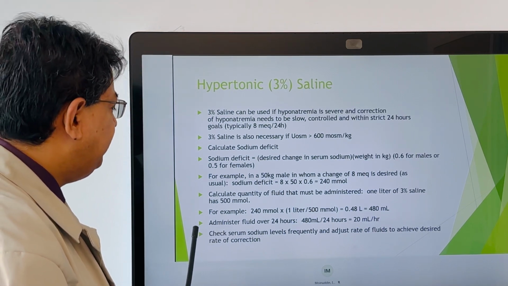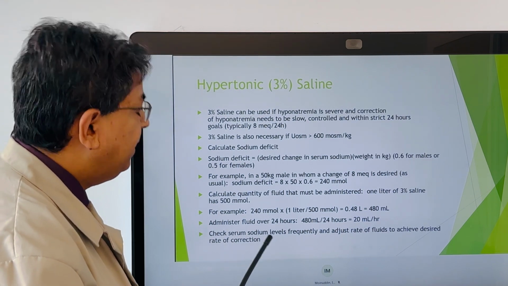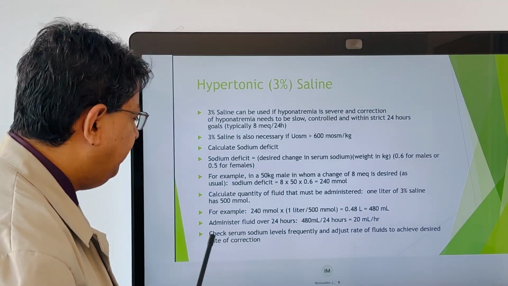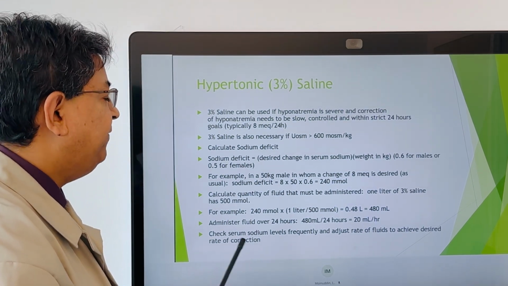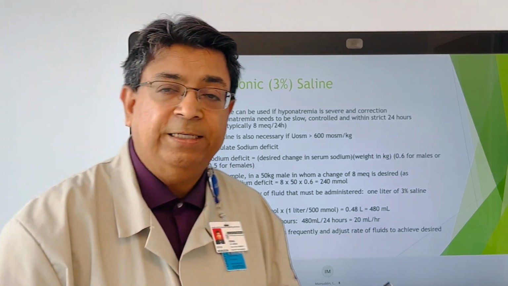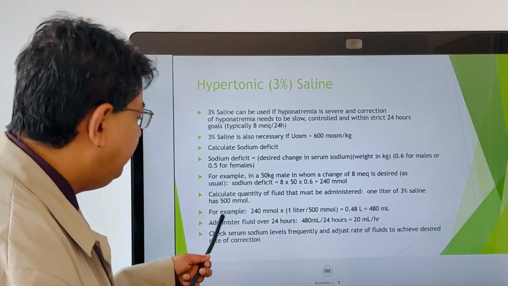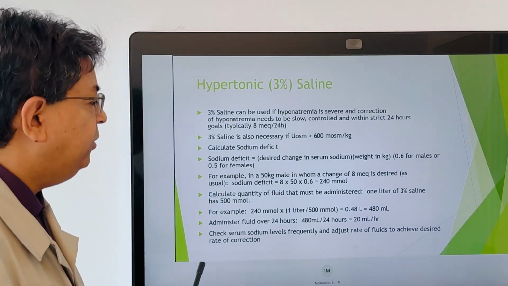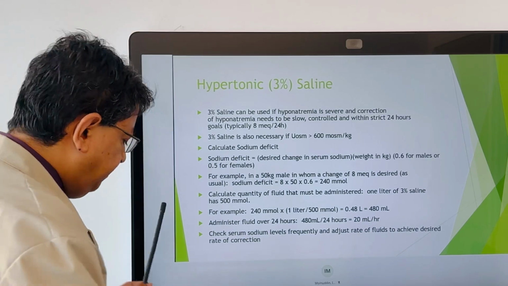1 liter of 3% saline has approximately 500 millimoles. So 480 milliliters of 3% saline needs to be provided over 24 hours, which is a rate of 20 milliliters per hour. Again, reality is always different than theory, and so check serum sodium levels frequently and adjust the rate of fluids to achieve the desired rate of correction.